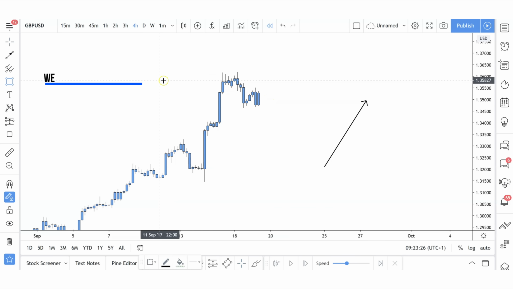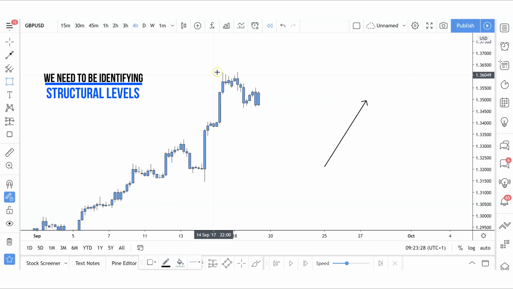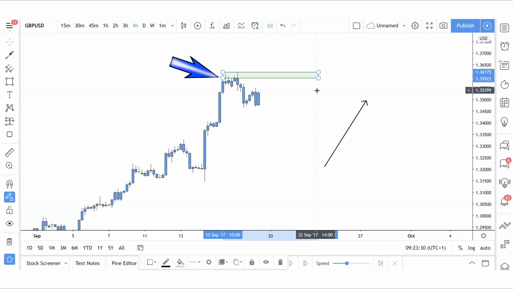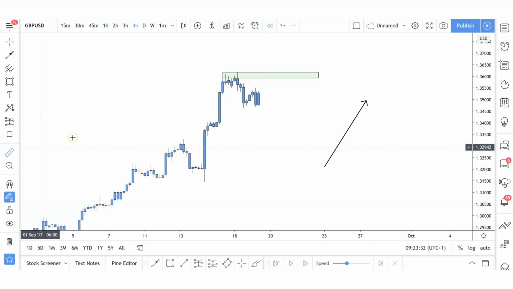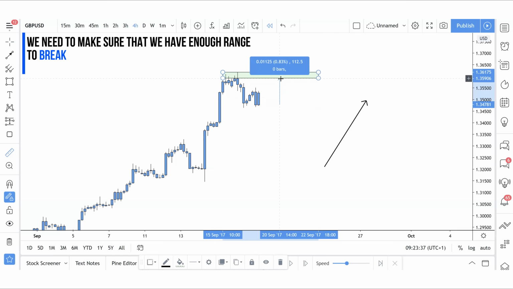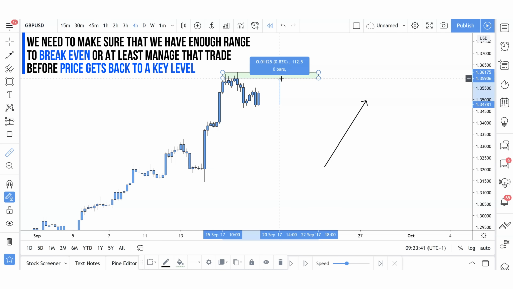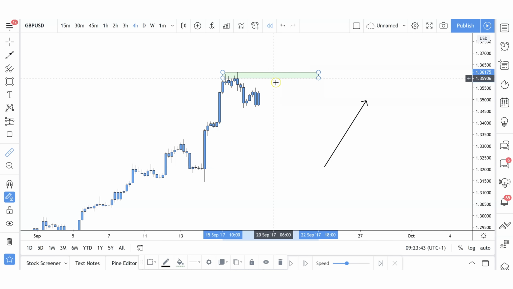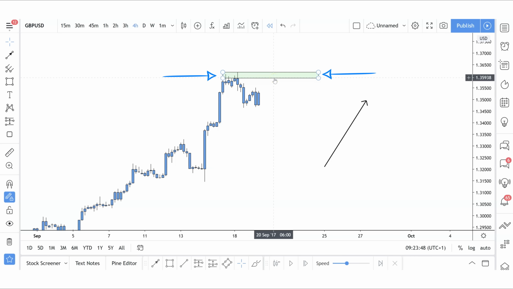Next thing we need to be doing is we need to be identifying our structural levels. First and foremost, we'll take our structural high. Now, this is very important because any trade we take as a buy, we need to make sure that we have enough range to get to break even or at least manage that trade before price gets back to a key level. Now, what's the reason for that? Well, price may not be able to break above this structure. And if price is not able to break above this structure and creates patterns like double tops, triple tops, false breakouts, then we can find ourselves in a position where we take this buy and guess what? We don't get it to break even.